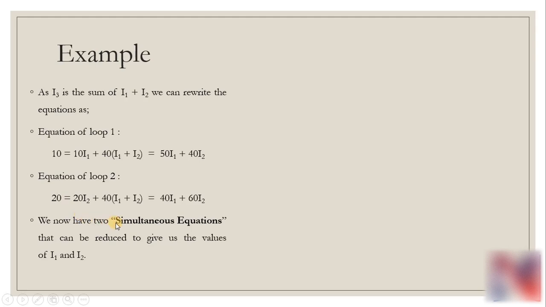We now have two simultaneous equations that can be reduced to give us the values of I1 and I2. Now we have to solve the equations of loop 1 and loop 2 simultaneously to get the values of the currents. We write the equation of loop 1 as I1 is equal to (10 minus 40 I2) divided by 50. Here we separate I1: we take 40 I2 to the other side, so it's 10 minus 40 I2, and we divide it by 50.